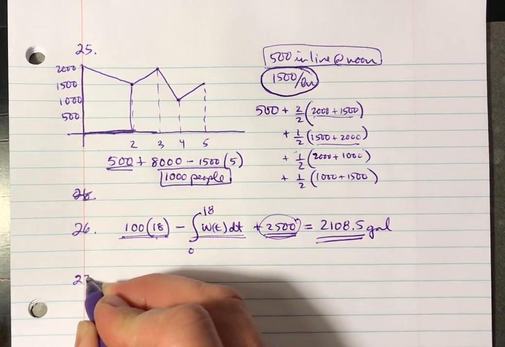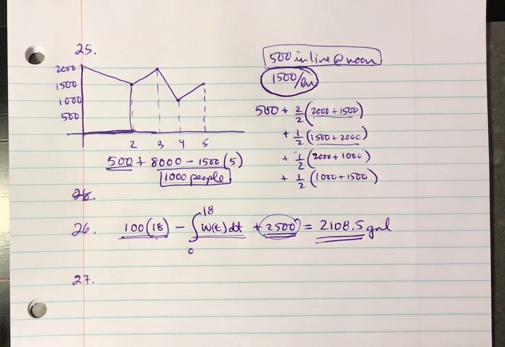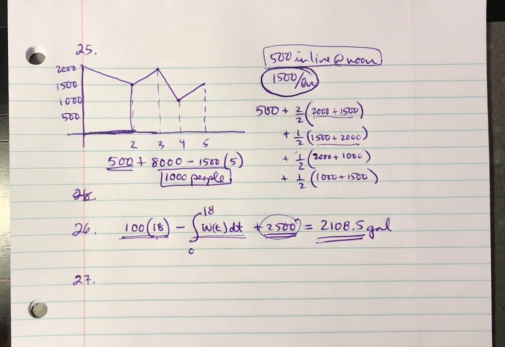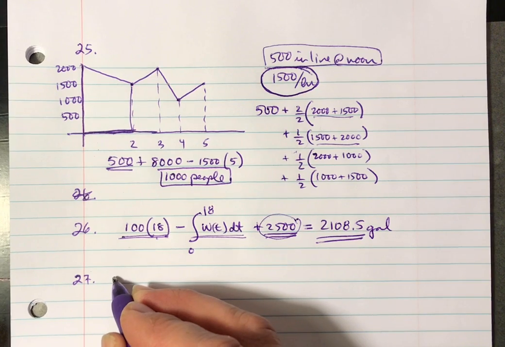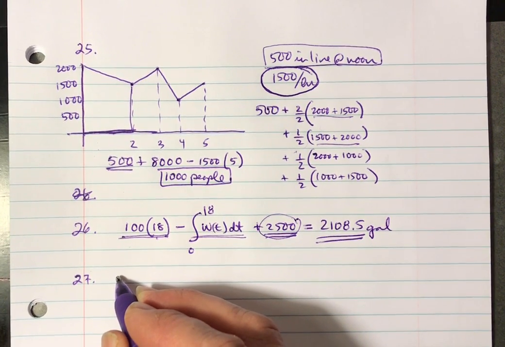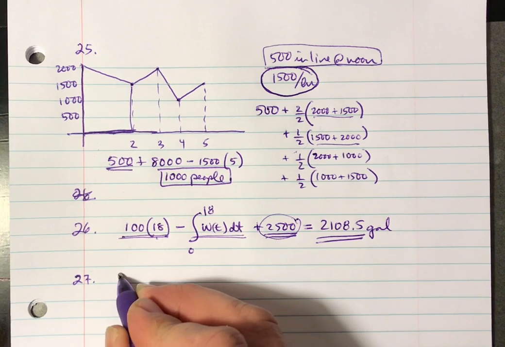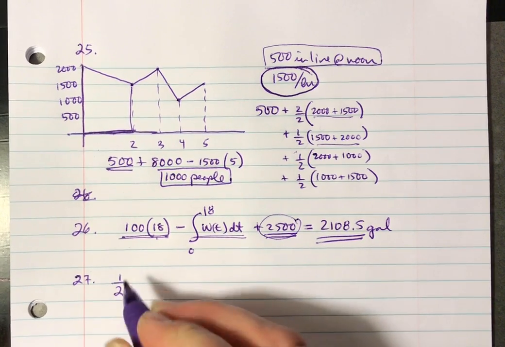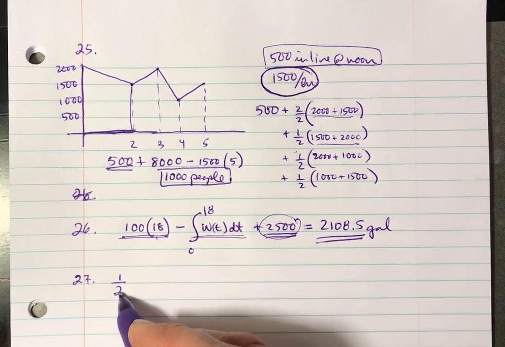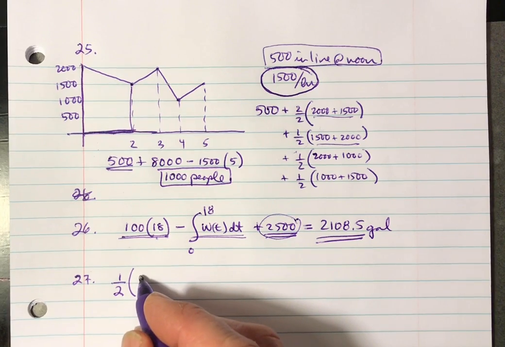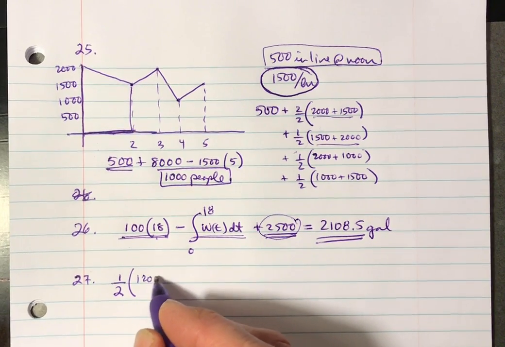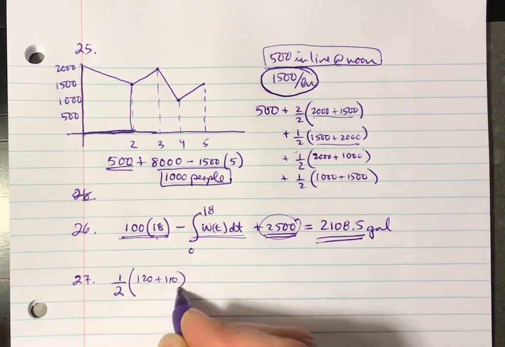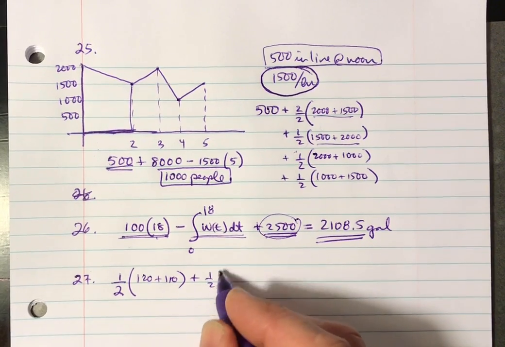Now, 27, we have done problems similar to this using the trapezoidal rule. The nice thing about number 27 is all of the time intervals are 1 hour. So from 8 to 9 is 1. The trapezoidal rule is delta x over 2, and the first one would be 120 plus 110. And the next one is 1/2.